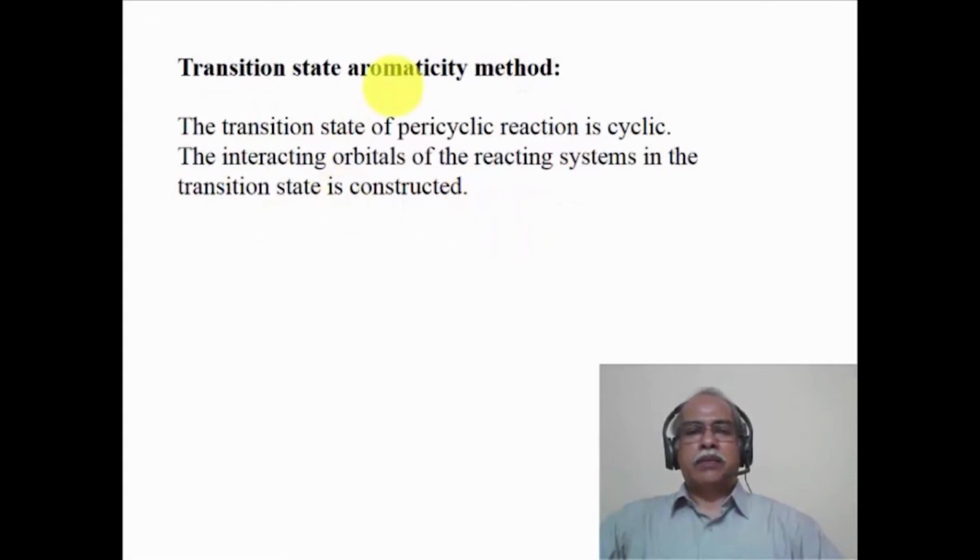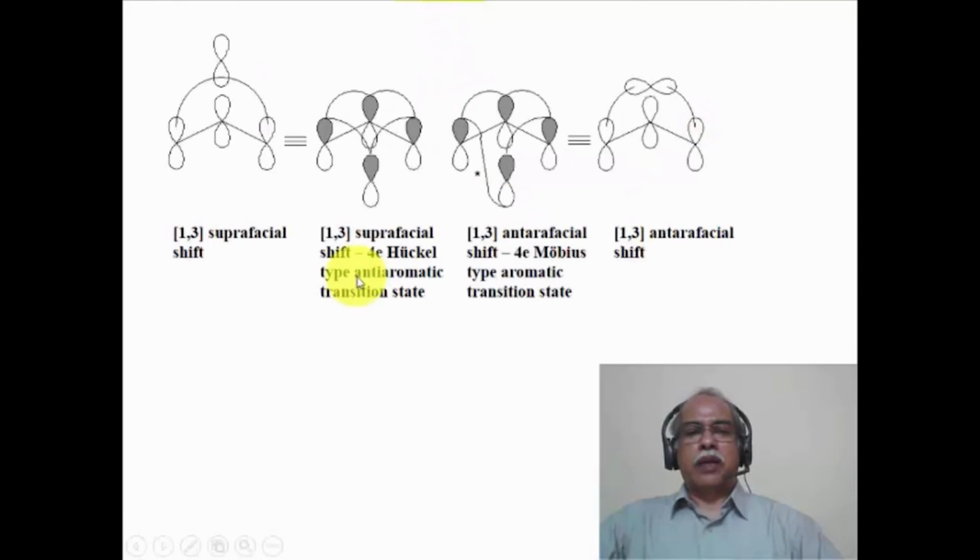Now the third and the last methodology is the transition state aromaticity method. In the transition state aromaticity method, the transition state of the pericyclic reaction being a cyclic transition state, the aromaticity of that particular cyclic transition state is being dealt with. In other words, the interacting orbitals of the reactant systems in the transition states are constructed. When you have a loop of pi electrons reacting, you can have the loop with 4n number of electrons or 4n plus 2 number of electrons, which should be considered cyclic, aromatic or anti-aromatic as the case may be according to the Huckel molecular orbital theory.